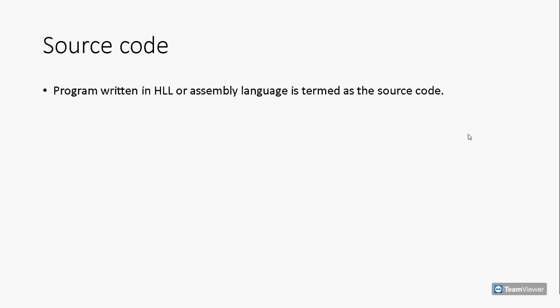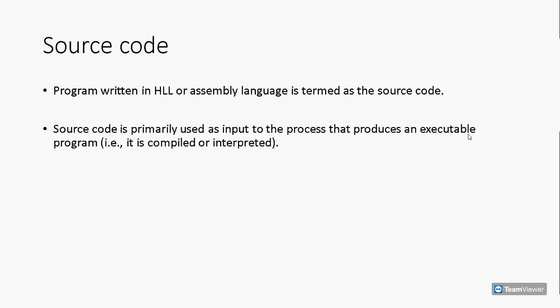Now let's talk about source code. Basically, the program written in high-level language or assembly language is referred to as the source code. It is primarily used as input to a process that produces an executable program. That is, it is given as an input to an interpreter or a compiler which interprets or compiles it and thus converts it into an executable program.